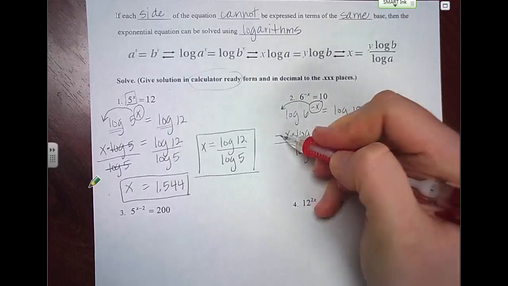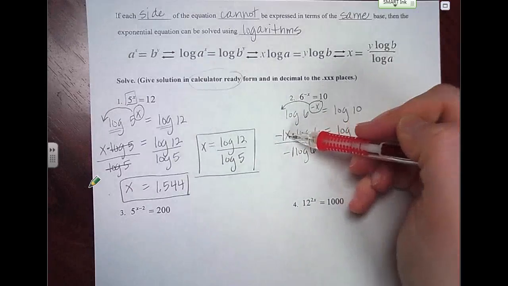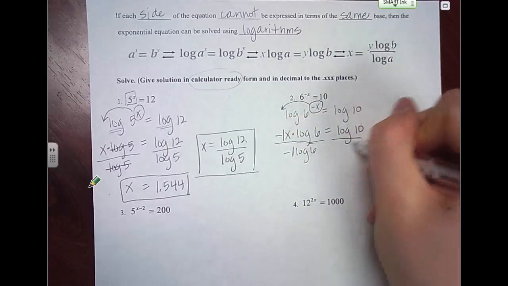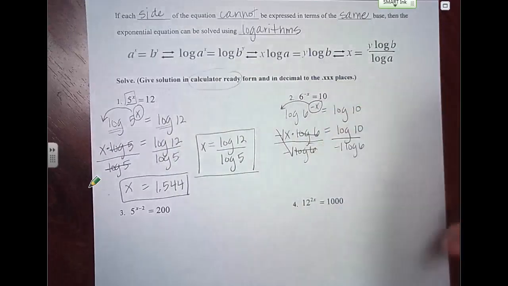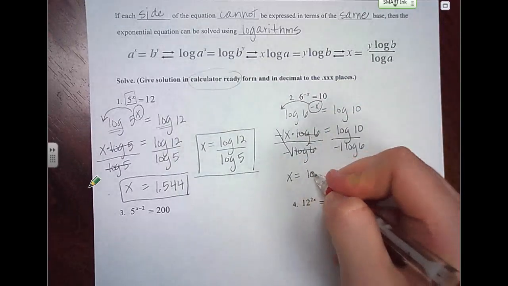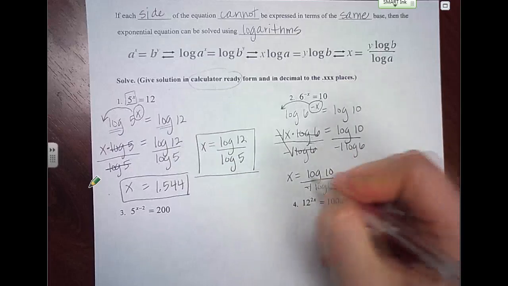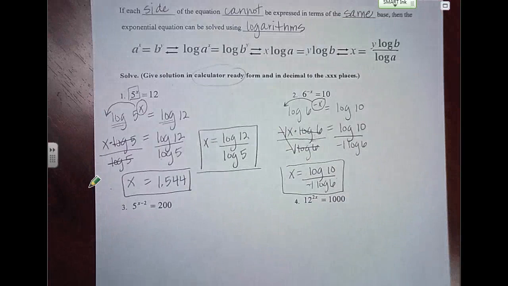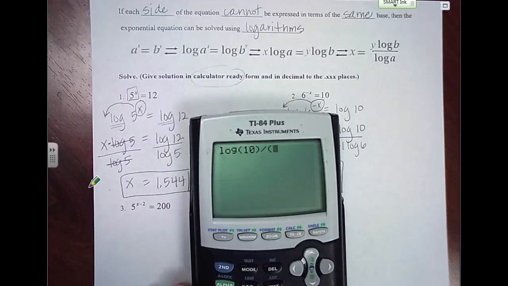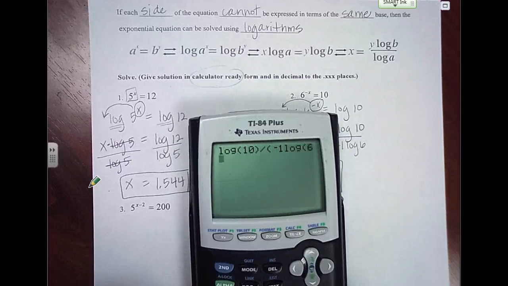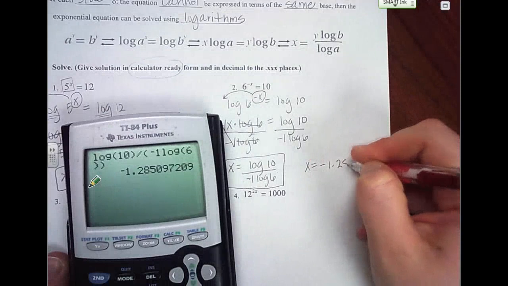But I need to get rid of this negative 1 here, so I'm also going to divide by negative 1, because these 3 things are being multiplied, so I can get rid of them all at once. So the negative 1 crosses out and the log 6 crosses out. Our calculator ready form would be log 10 divided by negative 1 log 6. I'm going to put that in my calculator: log 10 divided by, now you have to put an open parentheses here, and then your negative 1 log 6. So negative 1.285.